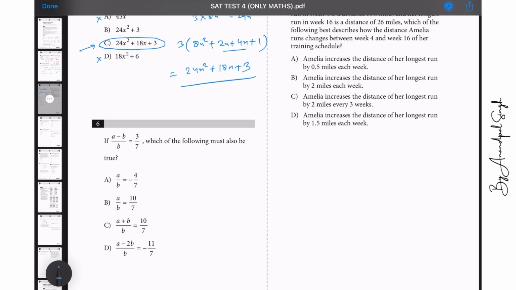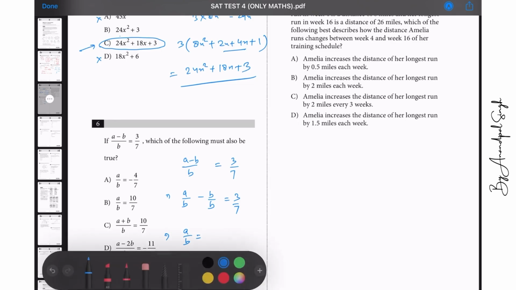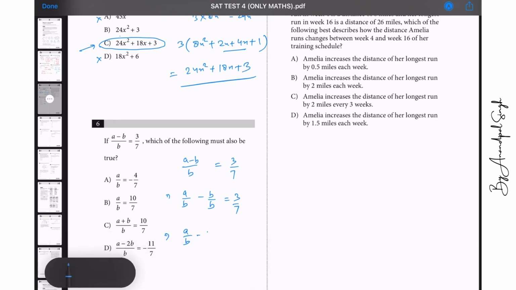What we can do, when we have A minus B over B, we can simply write A over B minus B over B. We can simply split the fraction into two parts. Now, A over B remains as such, and B over B becomes 1, which is equal to 3 over 7. It means A over B is equal to 1 plus 3 over 7. That is 7 plus 3, so that will be 10 over 7. So the right answer is B. This is the right answer.